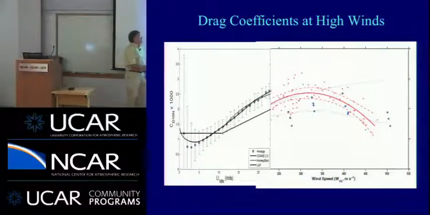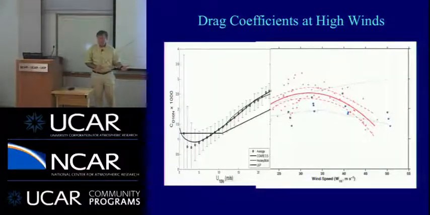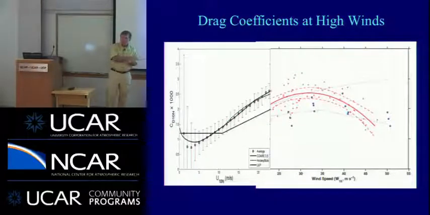Now, what we're finding, and for a long time people have been trying to, almost like they didn't accept this, because everyone knows that the drag coefficient has to roll over at high winds to get realistic hurricanes, for example. Because if it doesn't roll over, you have too much drag, you're applying the brakes too hard, and you can't get a hurricane to spin up.